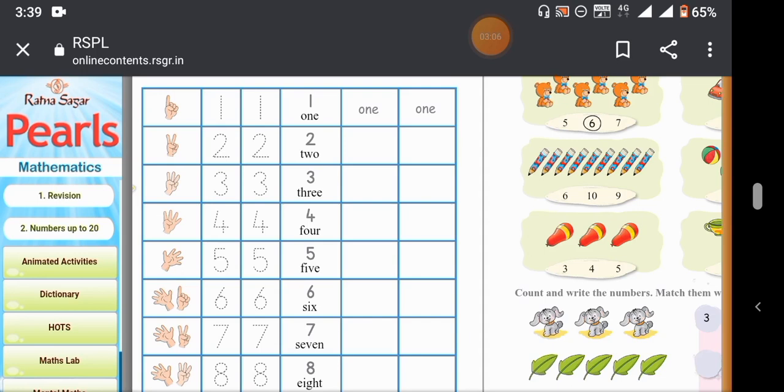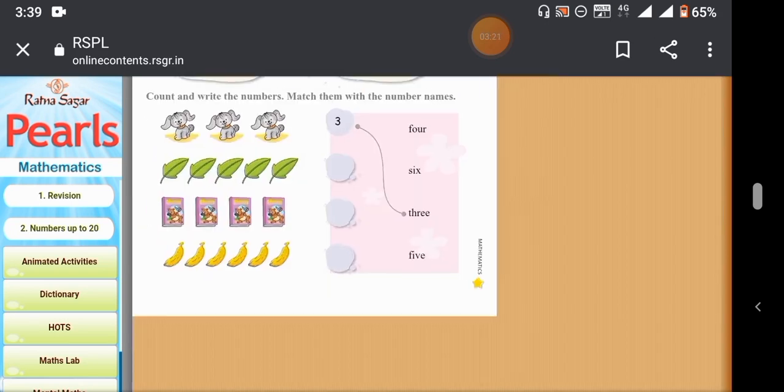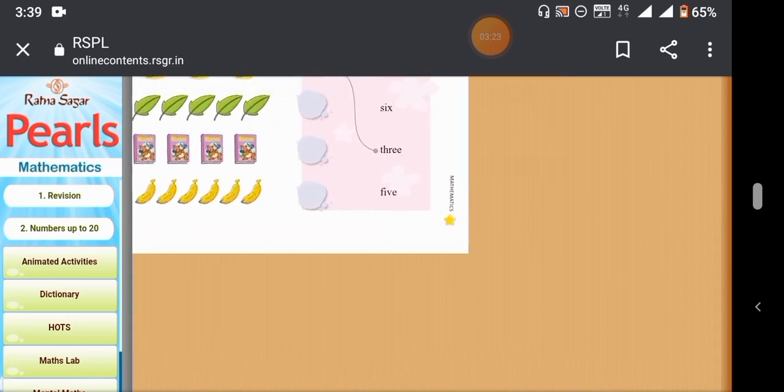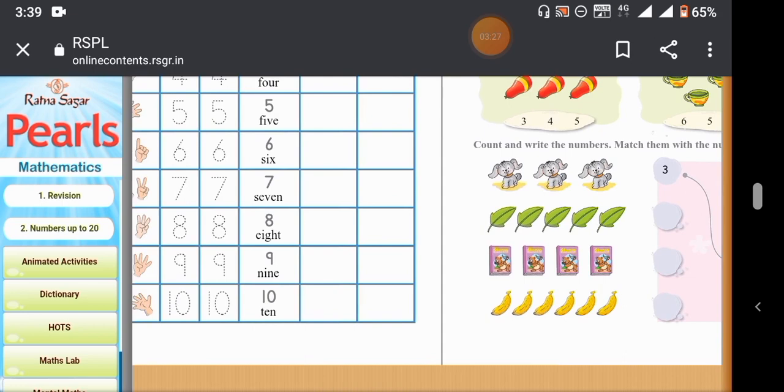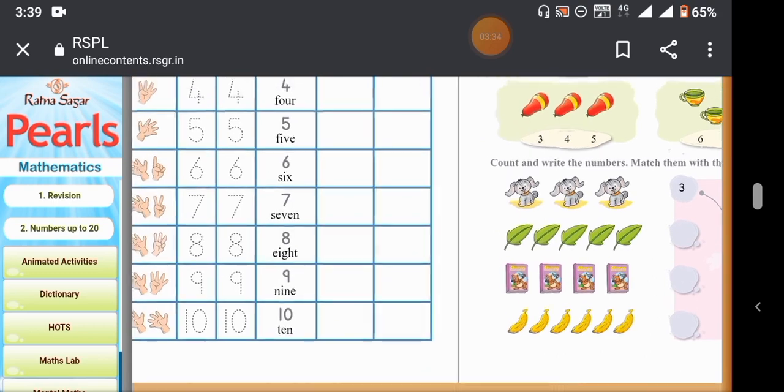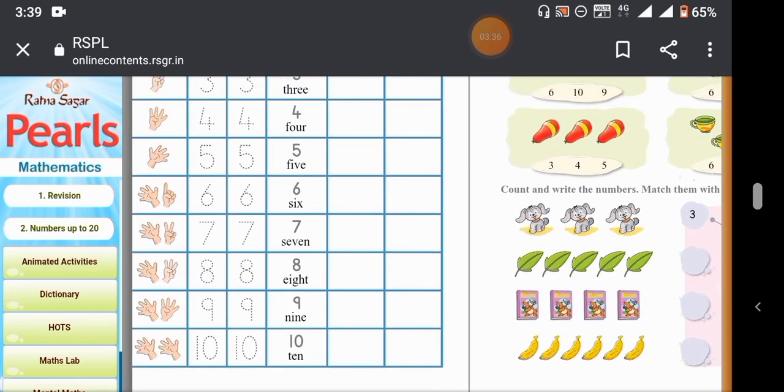ONE 1, TWO 2, THREE 3, FOUR 4, FIVE 5, SIX 6, SEVEN 7, EIGHT 8, NINE 9, TEN 10. So like this you should write all the number names and numbers, children.